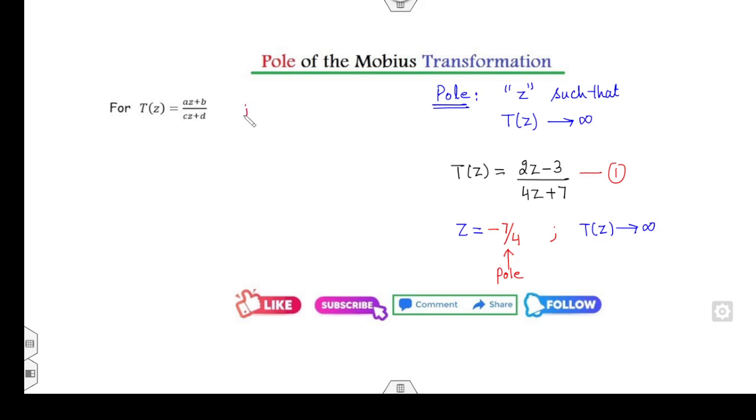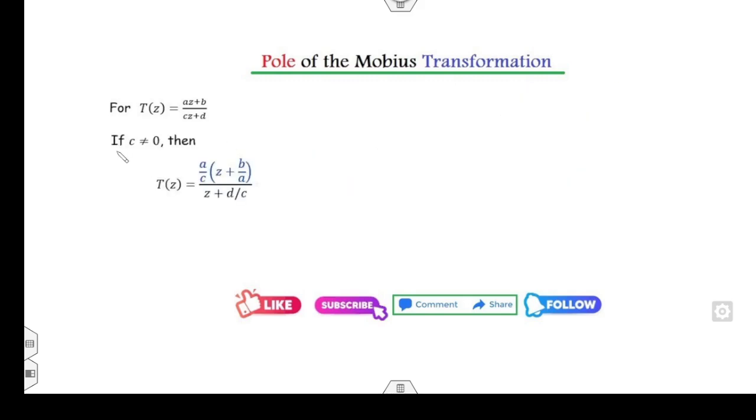Similarly, for this general case, can you think about the pole? So clearly, the pole will be -d/c. But make sure this will happen only if az + b is non-zero at the point -d/c. Is it okay? Now how can you prove that in a very simple manner? If c is non-zero, I can write the given equation as a/c times phi of z over z + d/c.